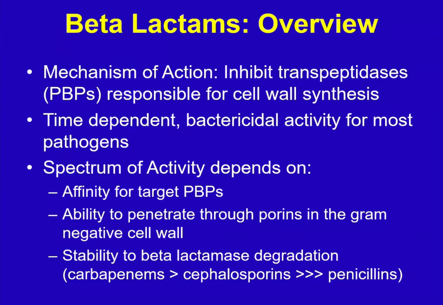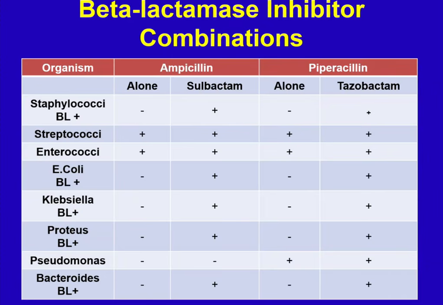All right. Their spectrum of activity depends on lots of things. The affinity for the target, for that penicillin-binding protein. Are they able to penetrate through the pores of the gram-negative cell wall, or are they not able to? And how stable are they to those beta-lactamases, those countermeasures that the gram-negative bacteria have? And in general, cephalosporins are intermediate but are better able to than penicillins, and carbapenems are actually better than cephalosporins to be able to avoid or be stable in the face of these beta-lactamase degradation.